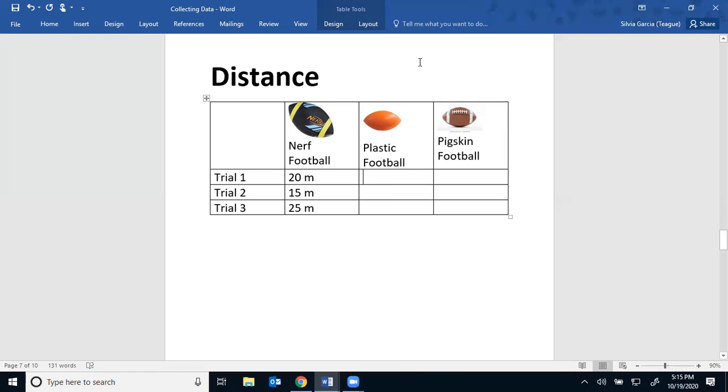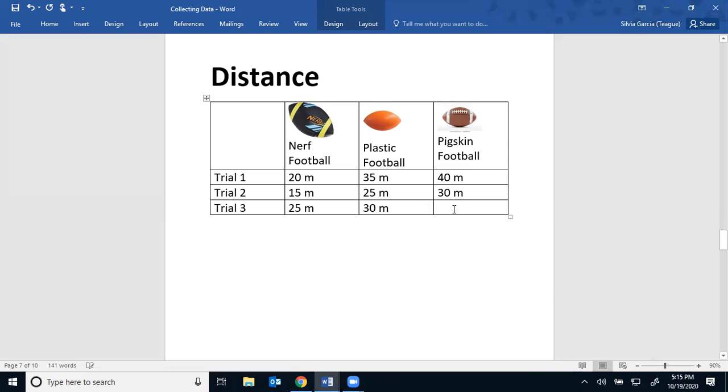And then I would move on, say, to my plastic football. And perhaps the first time it measured 35 meters. I want to keep my units the same. The second time it may have measured 25 meters. And then the third time when I go back to the starting line, it may have measured 30 meters. So anyways, this is how I would record my information, my collected data on my table or my chart.